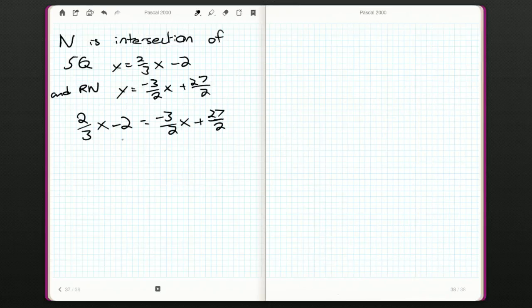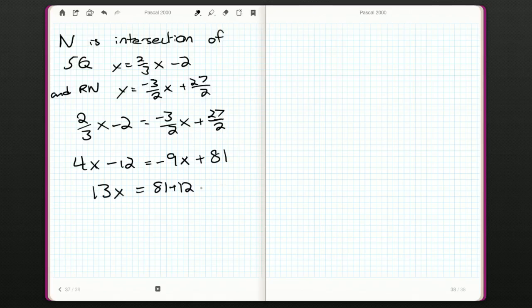And just like before, I want to get rid of this common denominator, so I'm just going to multiply everything by 6. We get 4x minus 12 again equals negative 9x plus, and now we have to think, 27 times 3. Well, 27 is 3 cubed, so adding on another 3 is 3 to the 4, which is 81. So once again, we get 13x, and then it's 81 plus 12, so that's 93. So x is 93 over 13, which is so close to dividing by 13, but still not.